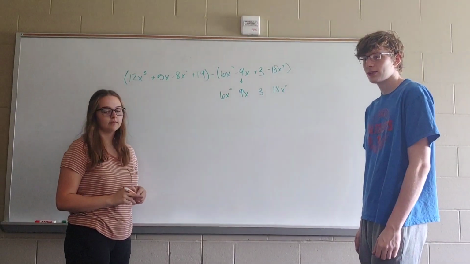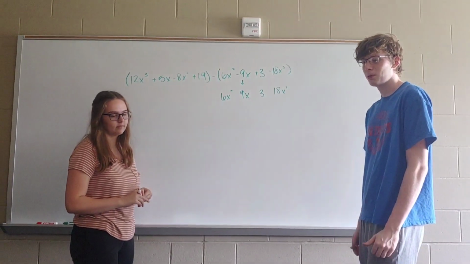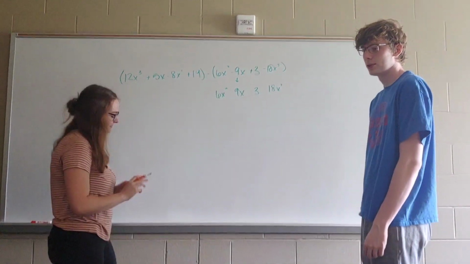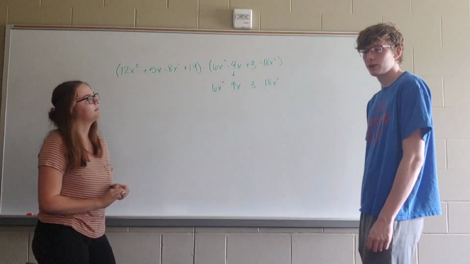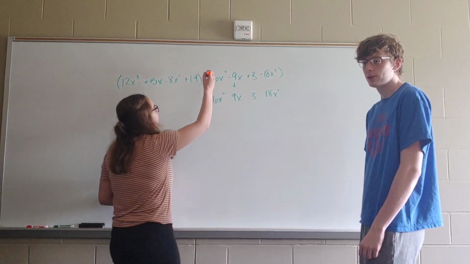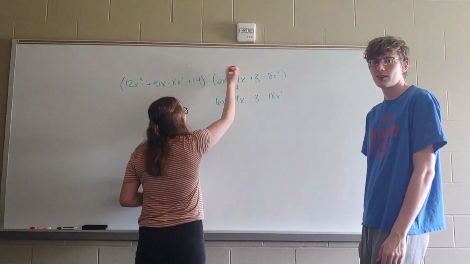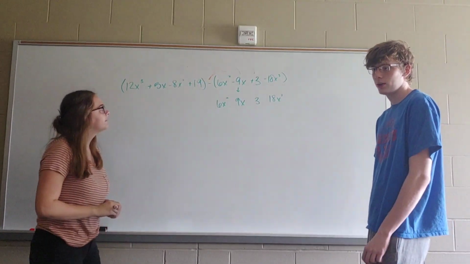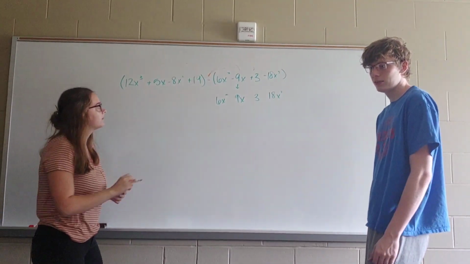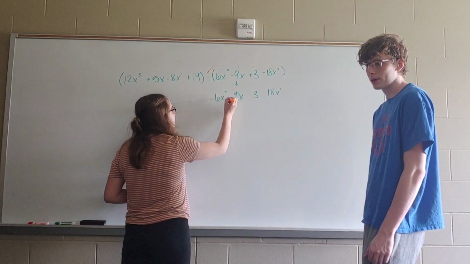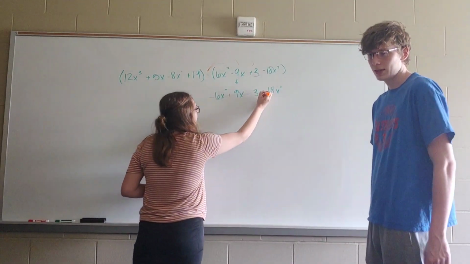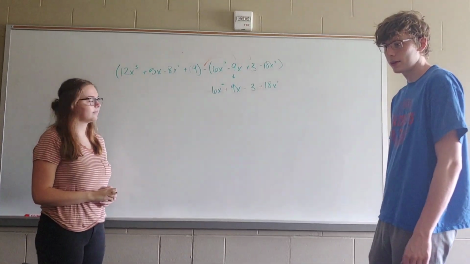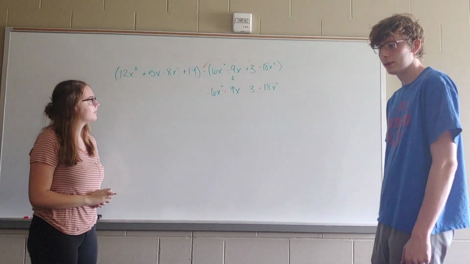Subtracting polynomials is the same as adding, except you subtract. So you will continue to combine like terms. One thing you must also remember is that you have to distribute the negative to everything inside the parentheses. The first thing we're going to do is distribute the negative to everything inside of the parentheses, which will make it negative 6x squared plus 9x minus 3 plus 18x cubed.